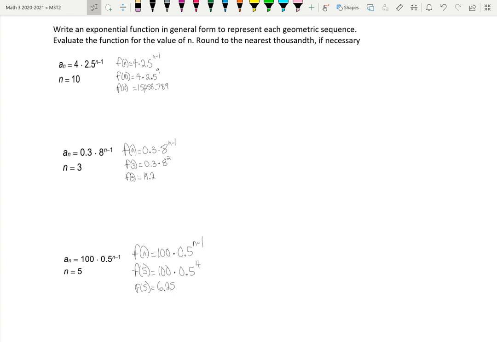So the idea is that basically when you're writing it in general form, it just means represent it as a function. Instead of using a sub n notation, I replace it with f of n in each of these situations.